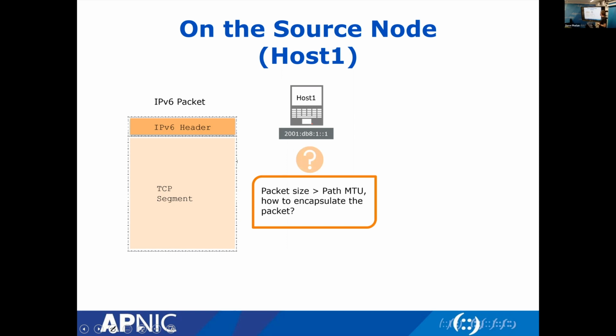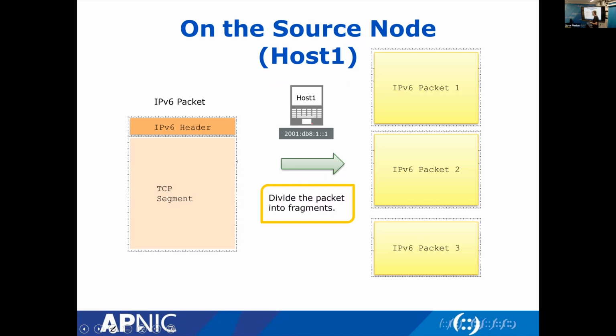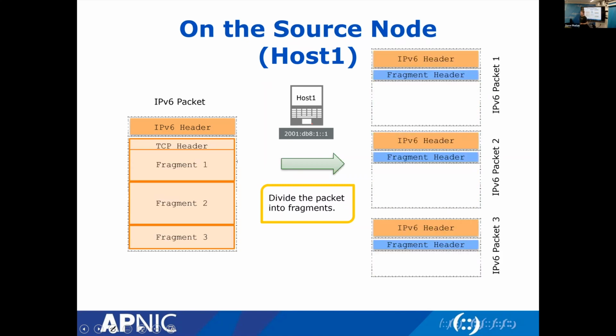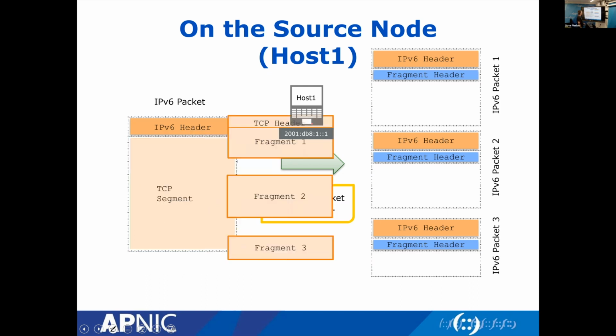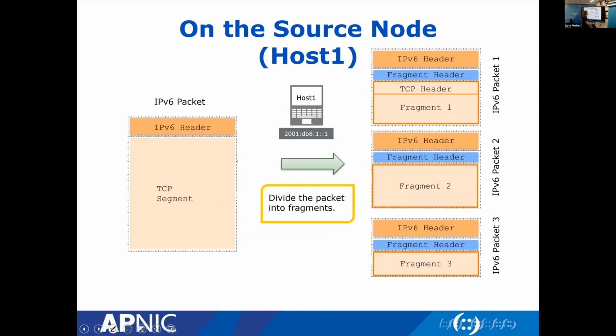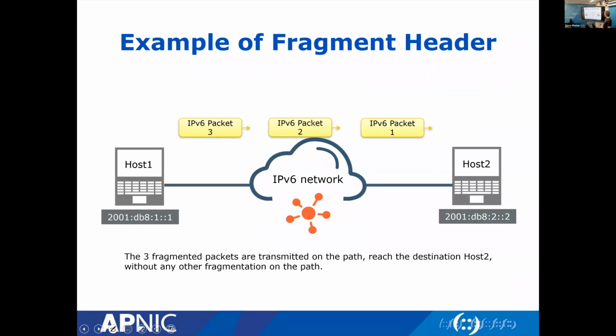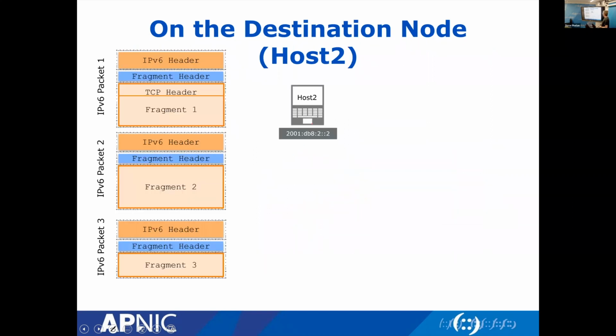So packet size is bigger than my path MTU. How do I encapsulate it? I have to divide it. So I wind up with a TCP header, an IPv6 header, and multiple fragments. So once I've chopped those up, I wind up with, in this case, 3 packets. I'll then split my packets up with my IPv6 header, with my fragment header, and then each fragment. Then once it gets to the other side, it's the reverse.